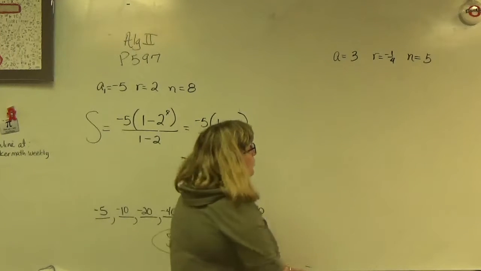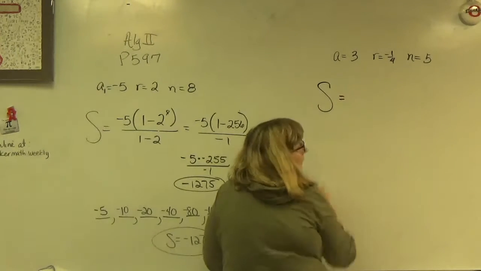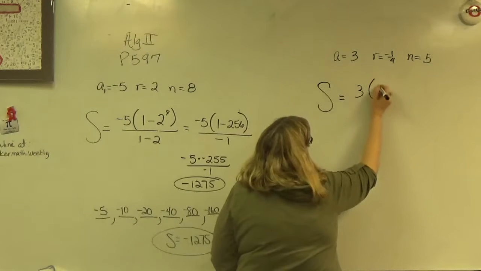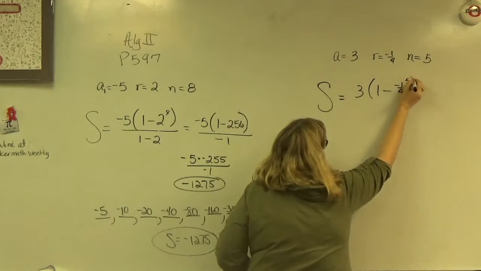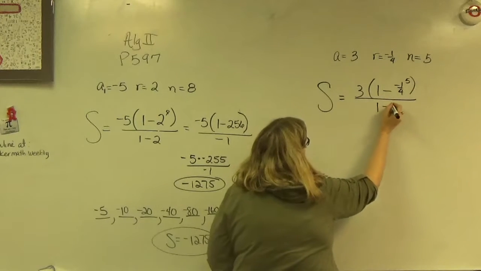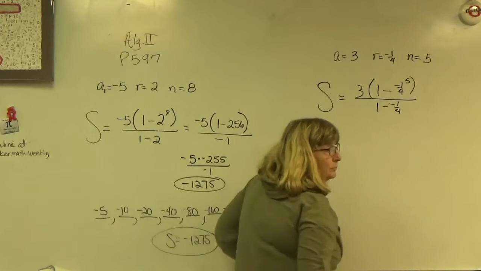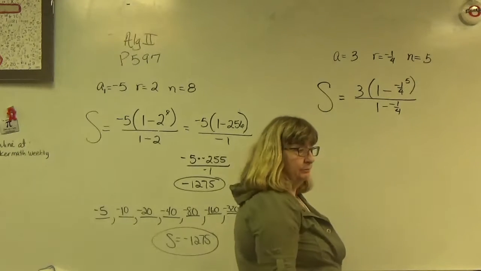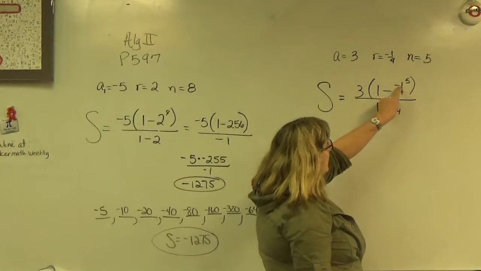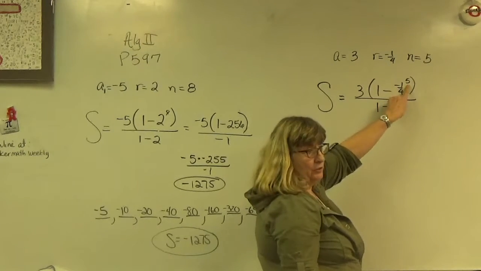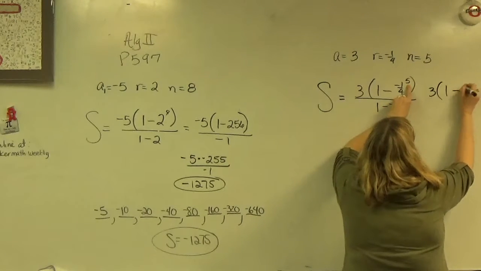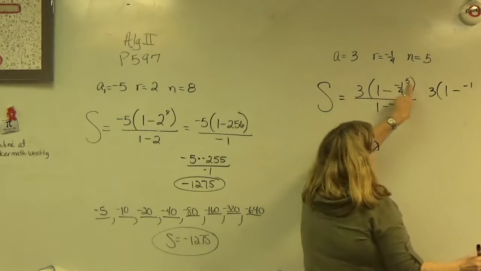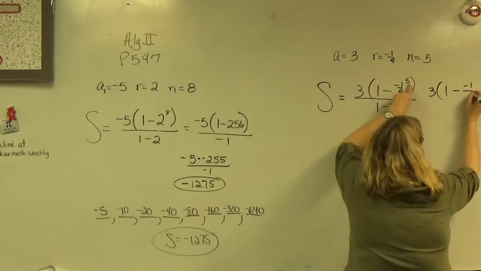Okay, so first by the formula, what do I do? First one's 3, and then parentheses 1 minus -1/4 to the 5th power over 1 minus -1/4. Okay, now here's tricky, because what's a negative 1 to the 5th power? Don't I have to do that first? It's a negative 1. What's 4 to the 5th power? That's 1024, I believe.